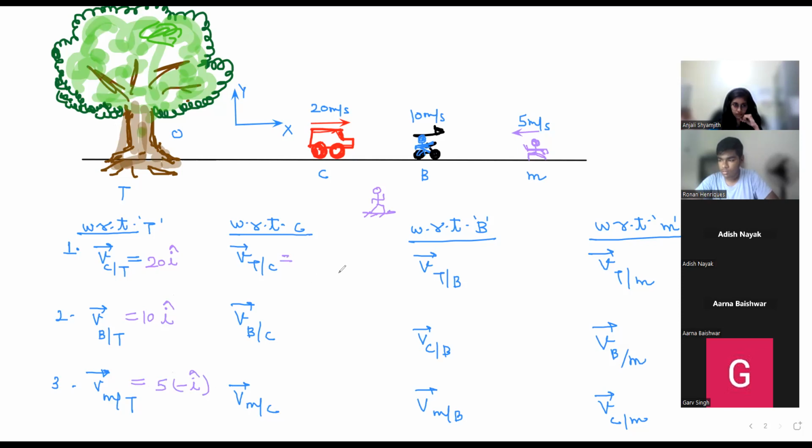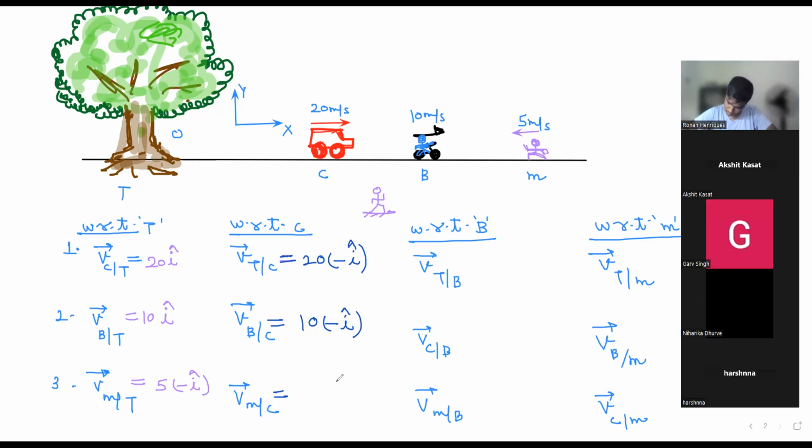Yes. VTC. Arna Baiswar, what is VTC? Please be quick. 20 minus I cap. 20 minus I cap. Shabash beta. VBC. Adish Nayak, VBC. 10 minus I cap. 10 minus I cap. Very good. VMC. Harshana, what is VMC? 15 minus I cap. 15 minus I cap.